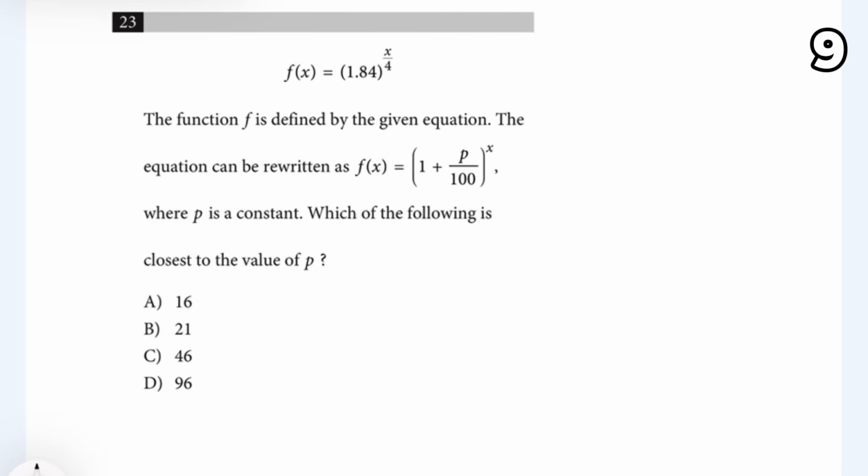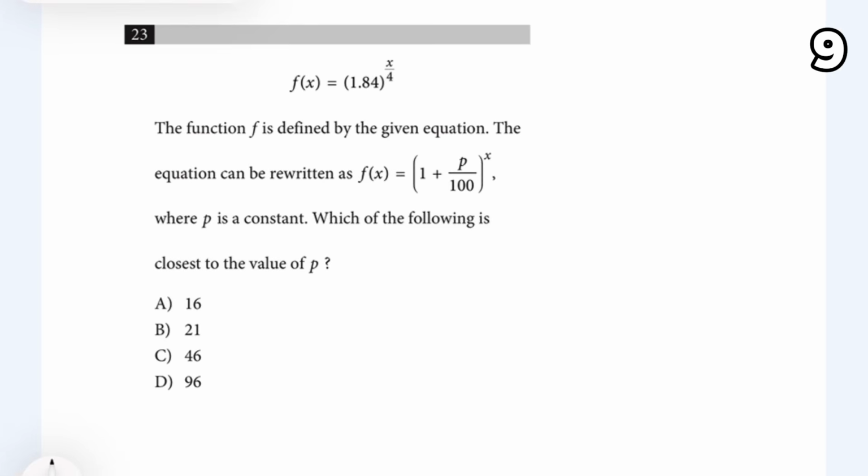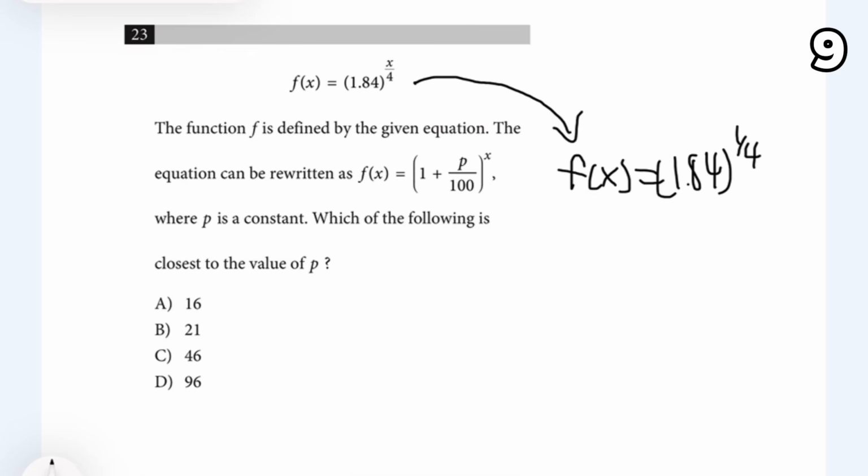Moving on to question 9. The function f is defined by the given equation. The equation can be rewritten as f of x equals (1 plus p over 100) raised to x, where p is a constant. Which of the following is closest to the value of p? First, we can rewrite f of x as equal to 1.84 raised to 1/4 times x.